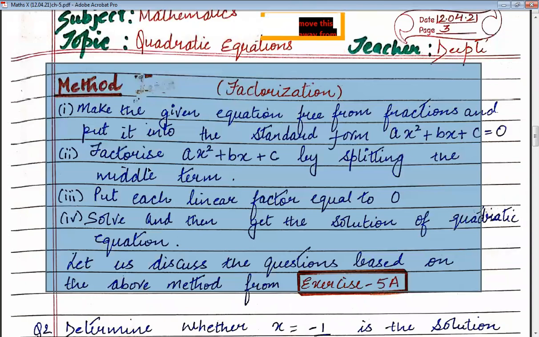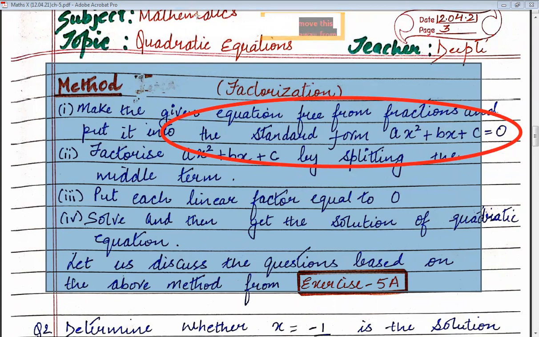Now children, in the factorization method, first what you will do, you will make the equation free from fraction and put it into the standard form, that is ax square plus bx plus c is equal to 0. If in an expression you get any fraction, then you will just cross multiply it and you will convert your equation in the standard form of quadratic equation, that is ax square plus bx plus c is equal to 0.